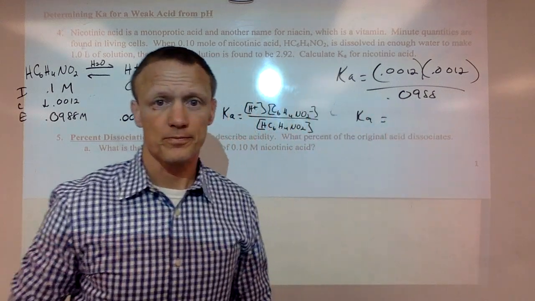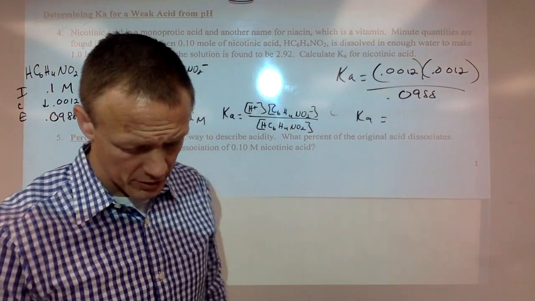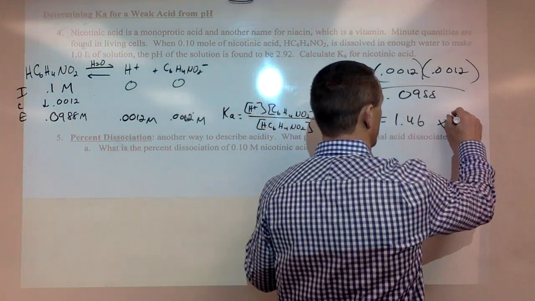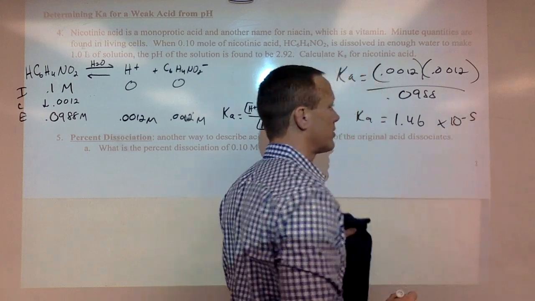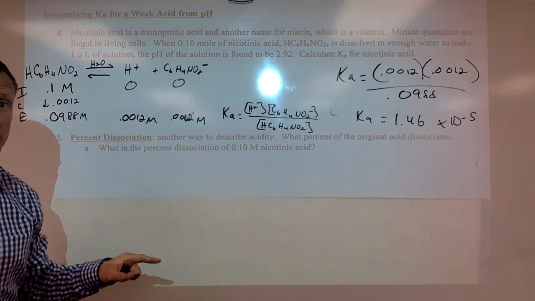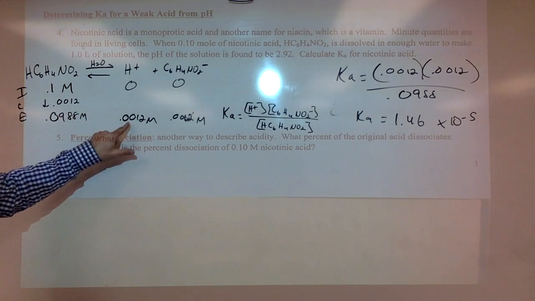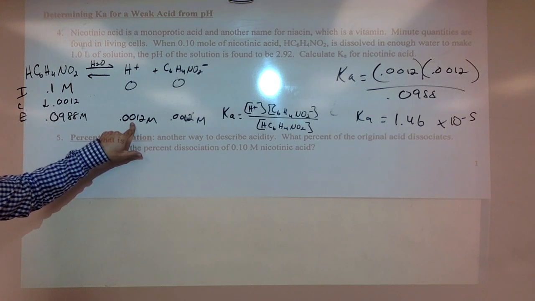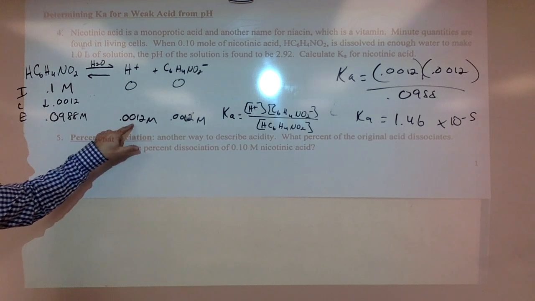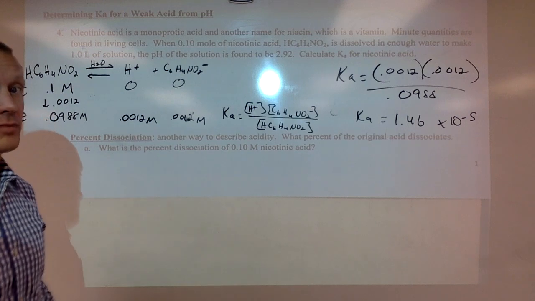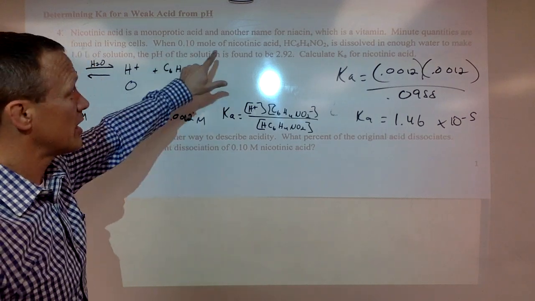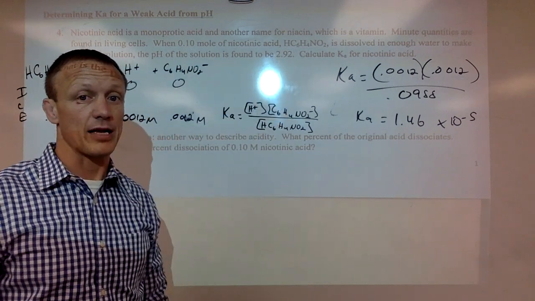And our Ka value is 1.46 times 10 to the negative fifth. Pretty small K value, meaning not a lot of this dissociates. But look at how much did. This was 0.1 molar to start with. Only this much dissociated. A whole bunch of it stayed together as a molecule, still pretty concentrated as a molecule, only a small amount dissociated. So again, the problem is giving you the concentration of a weak acid and the pH, asking you to find Ka.